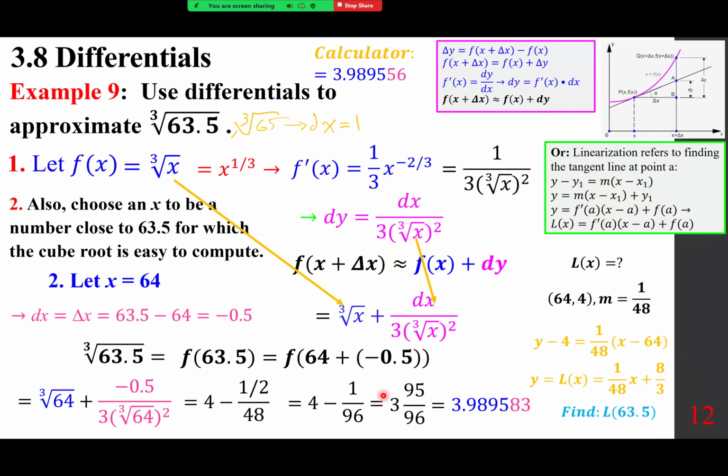It becomes precisely this one, everybody. And of course, it's an approximation with this one. So put 63.5 instead of x, and make sure you find this value.